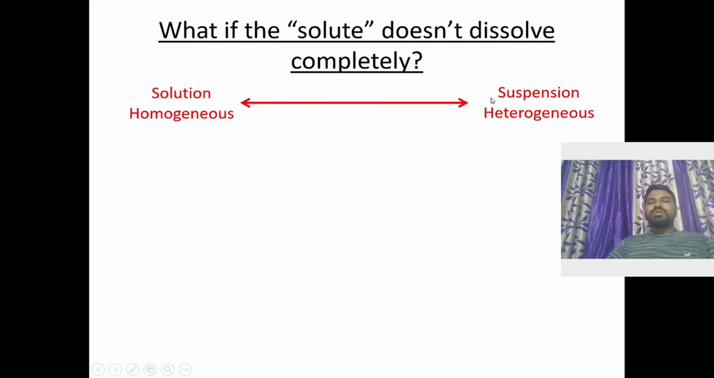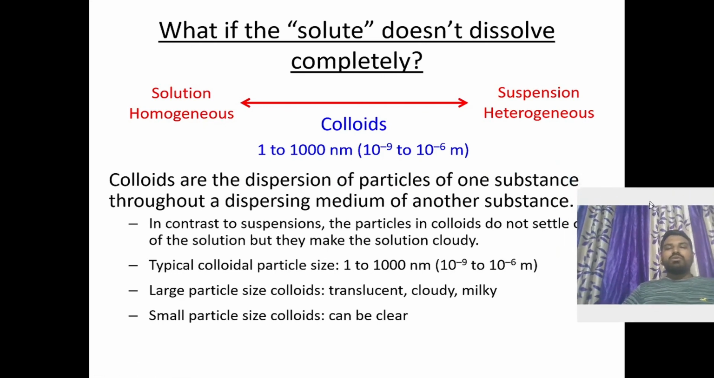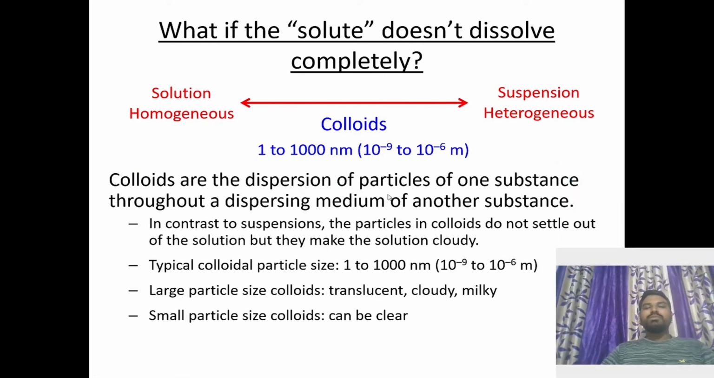Solution is a homogeneous mixture and suspension is a heterogeneous mixture. If the solute doesn't dissolve completely in the solution, then colloids will be formed, which have particles in the range from 1 to 1000 nanometer, that is 10 raised to minus 9 to 10 raised to minus 6 meter. Now what are colloids? Colloids are the dispersions of particles of one substance throughout a dispersion medium of another substance. In contrast to suspensions, the particles in a colloid do not settle out of the solution, but they make the solution cloudy. Typical colloid particle size is 1 to 1000 nanometer.